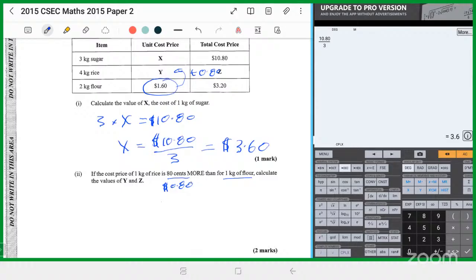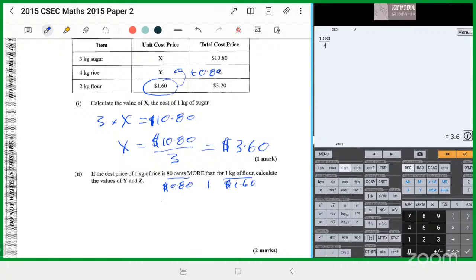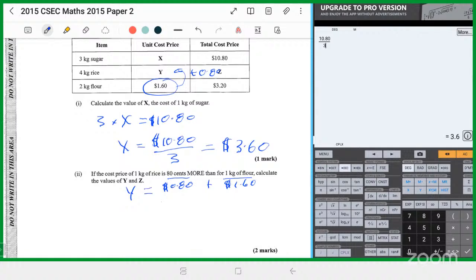You have to add this 80 cents to the cost of the flour, which is $1.60. You're going to add these to find out what the cost of the rice is, and the cost of the rice is Y. So we can set up like this: the cost of the rice, which is Y, becomes equal to 80 cents plus the cost of the flour. That's what you're working out.